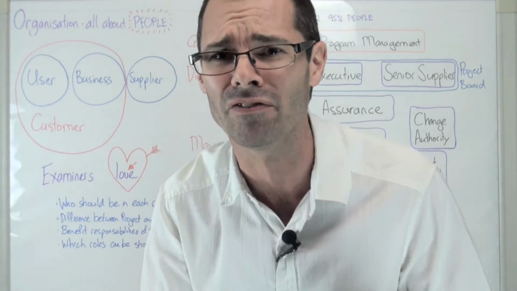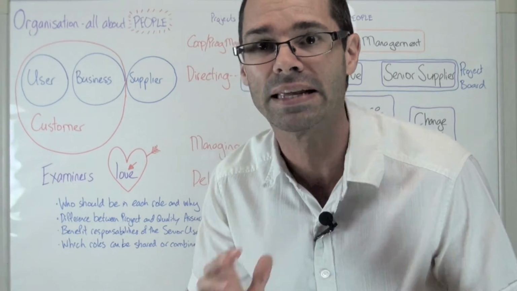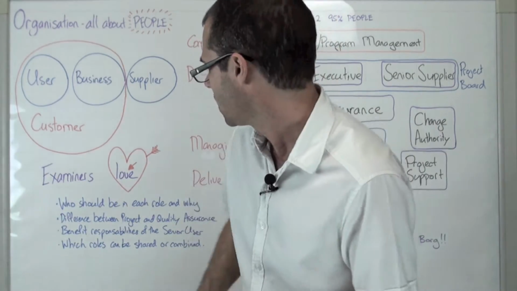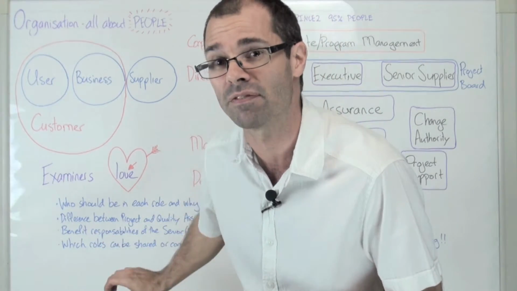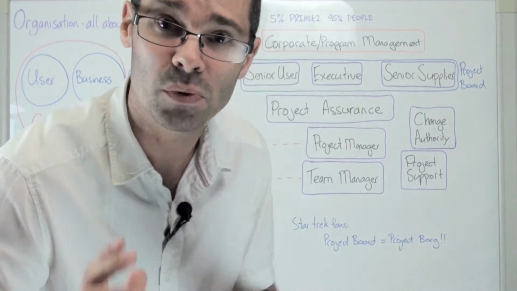The examiners love this type of question. They love you to know who should be in each role and why for any given scenario. They like you to know the difference between project and quality assurance. They want you to know that the senior user has certain benefit responsibilities and that some roles should be shared and some combined. That's to do with conflicts of interest.